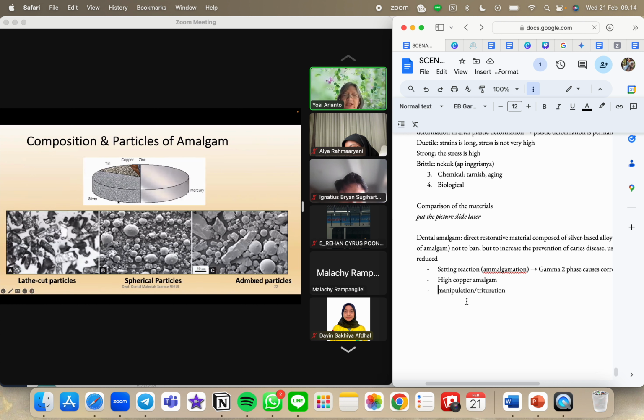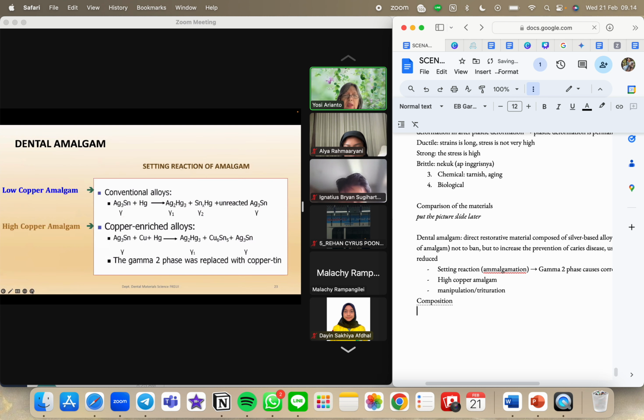This is the composition. I think you already know about this. This is the lathe-cut, irregular. And that's the combination of lathe-cut and spherical, the admixed particles. Okay. So you can see here about the conditions of the gamma 2 phase, to have the conventional alloys, amalgam alloys.